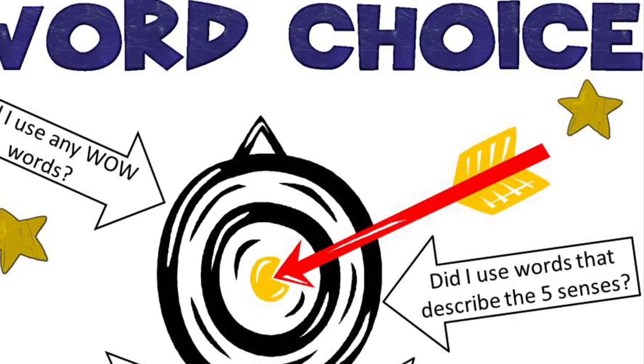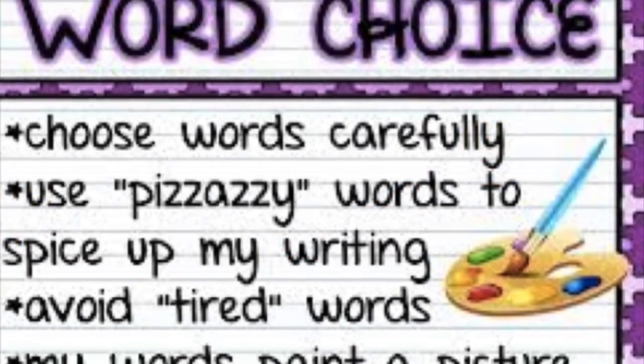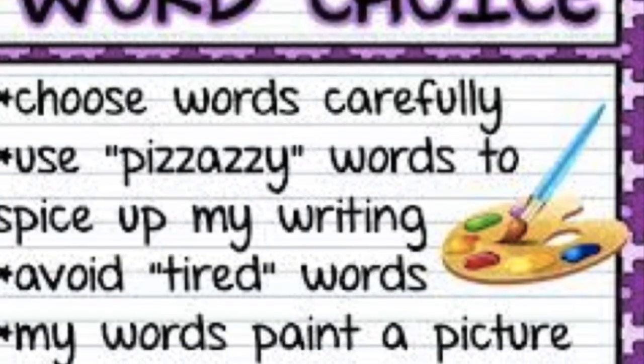Word choice. An author's use of specific and accurate words to show the reader what is happening instead of telling the reader what is happening.